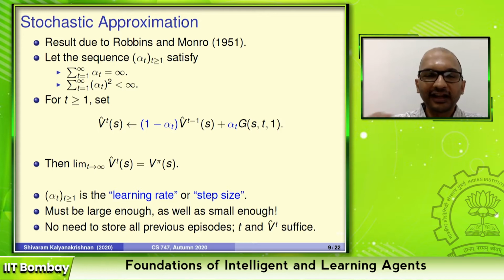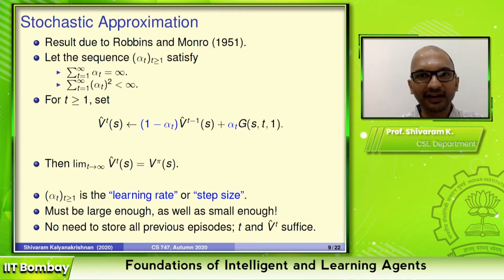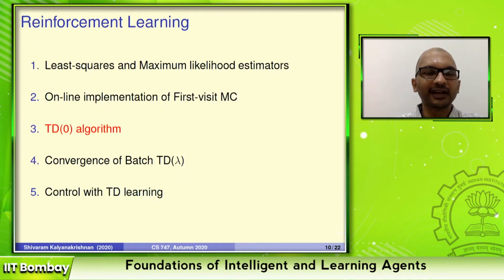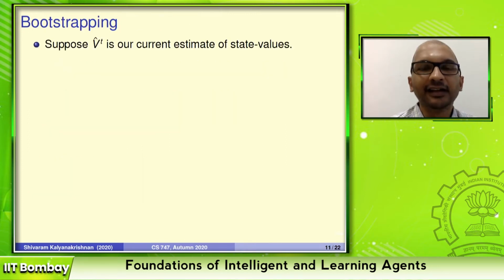Okay, so this kind of online implementation of the first visit Monte Carlo method is taking a step in the direction of more full-fledged reinforcement learning. So this is what's going to come up next. What we're going to look at next is further refinement of the first visit Monte Carlo online update. That gives rise to what is called the TD0 learning algorithm. The core idea of TD0 is something called bootstrapping. So let's get familiar with bootstrapping.